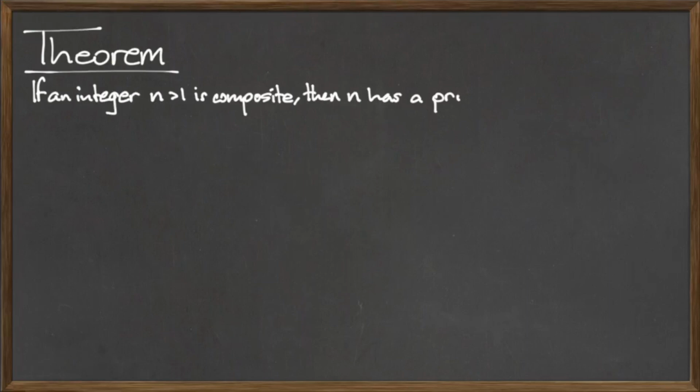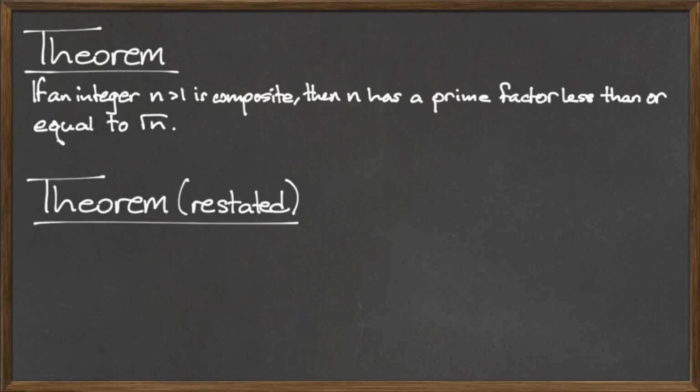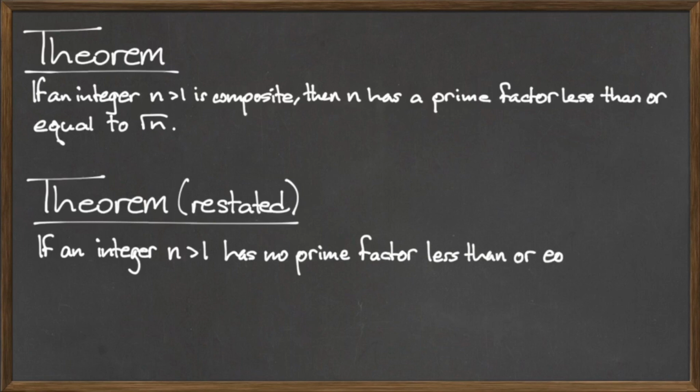If an integer n greater than 1 is composite, then n has a prime factor that is less than or equal to the square root of that integer. To restate this theorem in a slightly different way, we can say that if an integer n greater than 1 has no prime factor less than or equal to the square root of n, then that integer n is prime. We won't prove this theorem, but we will do some examples to illustrate that the theorem holds.